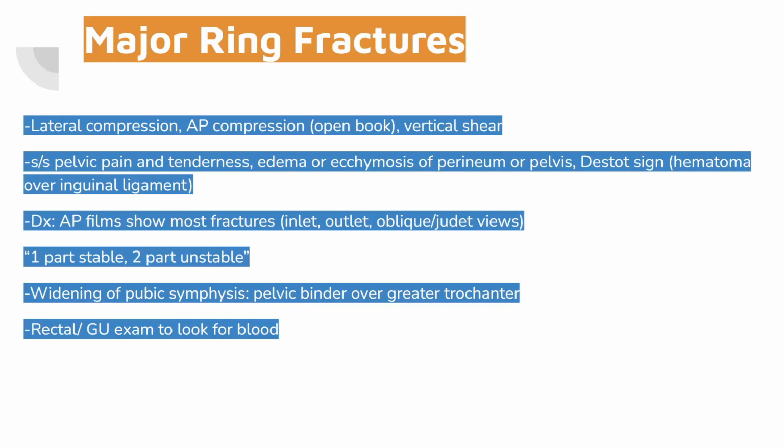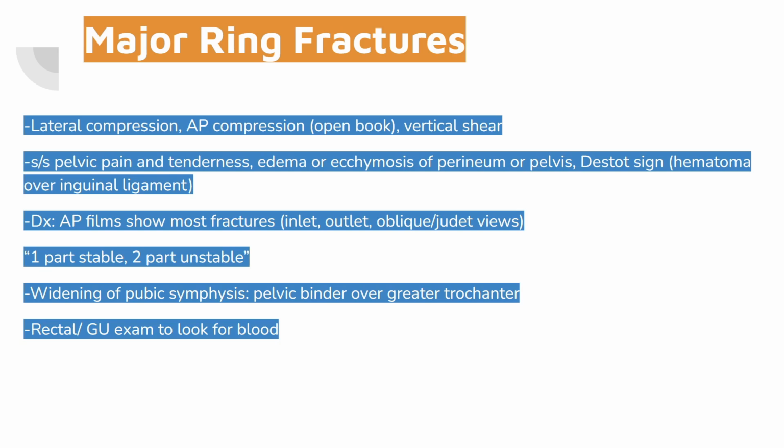Major ring fractures, right? And I'm going to have pictures of these, but there's lateral compression, anterior posterior compression, and vertical shear. These patients will have pelvic pain, tenderness, edema, ecchymoses of the perineum or pelvis, Destot sign, which is a hematoma over the inguinal ligament, which I don't think I've ever seen. Diagnosed on AP films, generally speaking, with some special views like the oblique and Judet views.